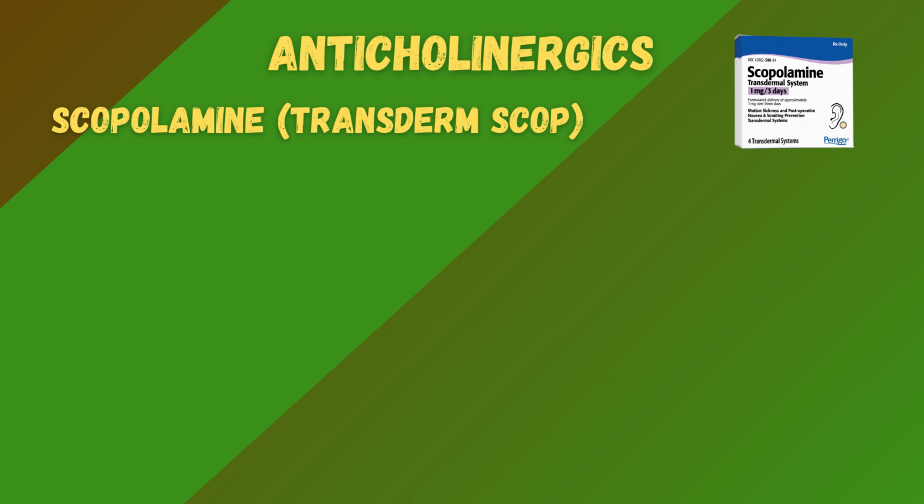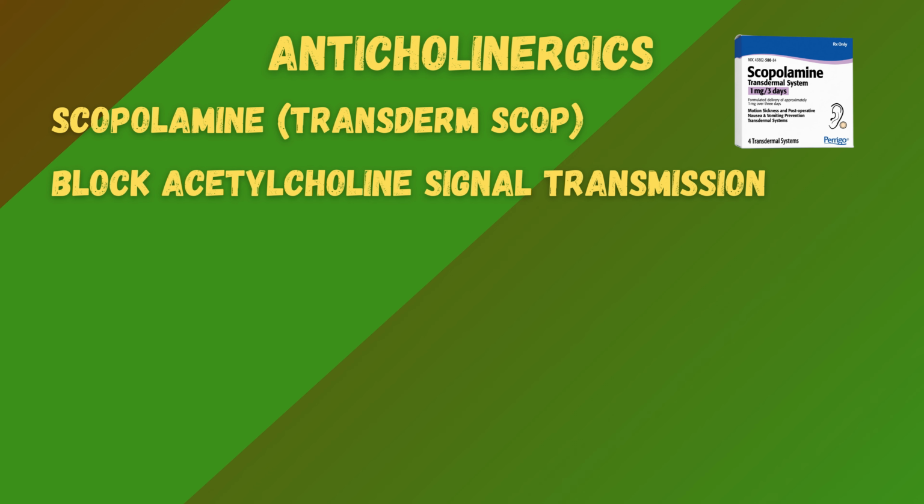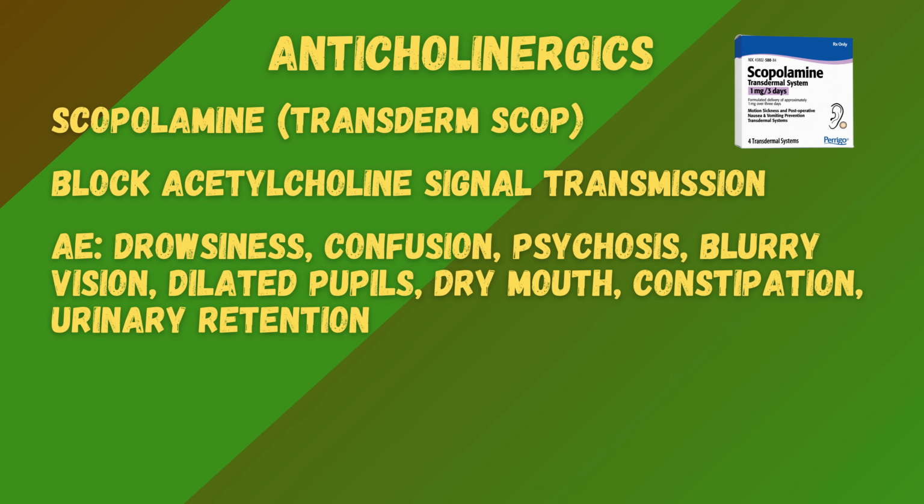We tried a scopolamine patch, and sure enough, her nausea improved. As an anticholinergic drug, it blocks acetylcholine, which reduces the transmission of signals from the vestibular system to the vomiting center of the brain. Its adverse effects are essentially the same as the antihistamines, since the antihistamines also block acetylcholine. You can expect drowsiness, confusion, psychosis, blurry or double vision, dilated pupils, dry mouth, constipation, and urinary retention.